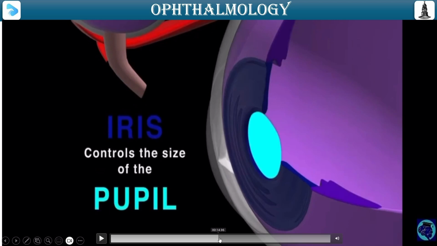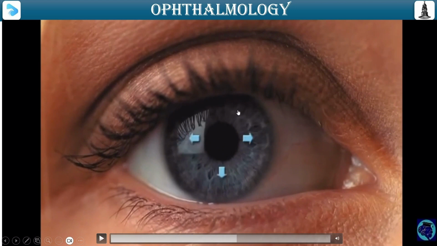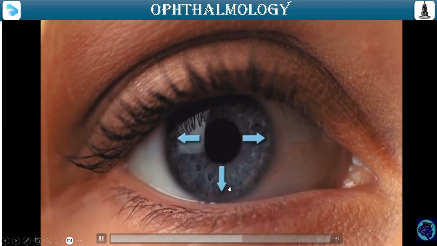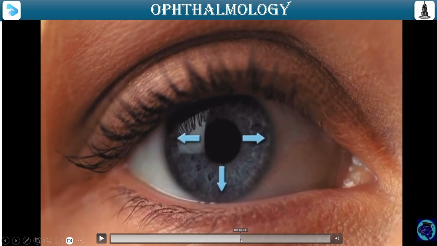Okay, so the first thing is called the iris. This blue part is called the iris, and this dark opening is called the pupil. As we see here, look at the pupil. It moves, constricts, and dilates. Constricts and dilates like this. Okay, this is the first thing about the iris.